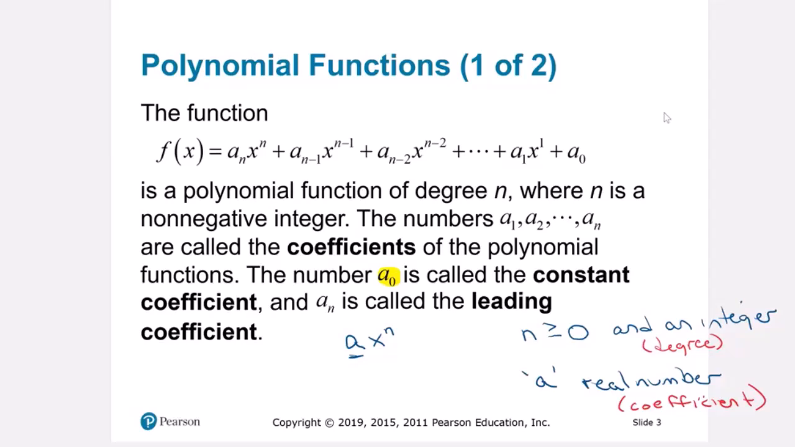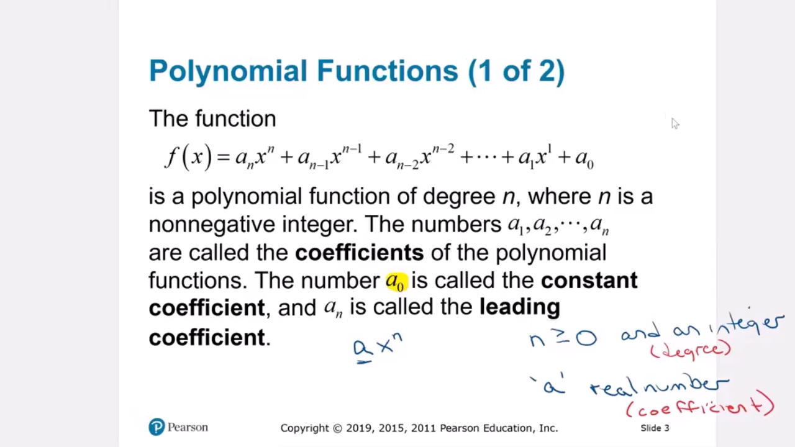And the number a0, if you ask for the constant, a0 is going to be a constant. There's just not many x's next to it. It's just a value. And the leading one is the first one. When we put it in standard form, we always put it in descending order, the exponents in descending order. A0 is the constant coefficient, and a sub n, which is the first one, is the leading coefficient.